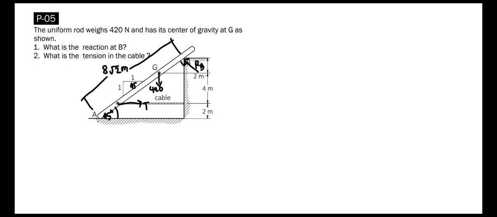Meters. There is a reaction here at A, well, that is acting perpendicular at the surface. Let's call this the normal force RA. Now that we have three unknowns, we can make use of the three equations of equilibrium, summation of forces horizontal, vertical, and taking summation of moment at some certain point.